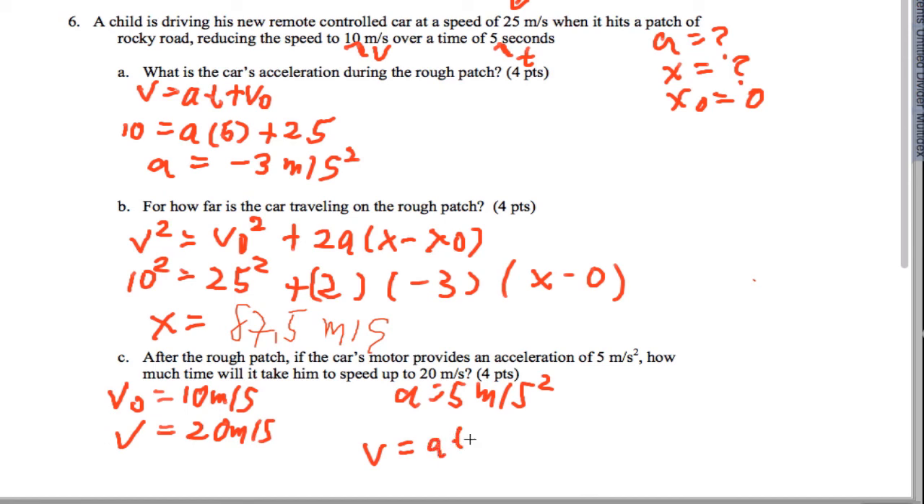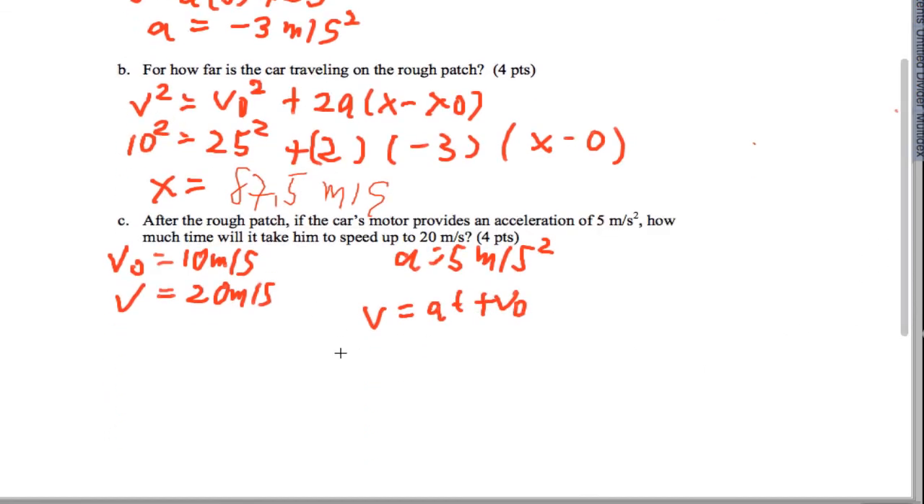So we're going to have v equals at plus v naught as the formula we want to use. And that's going to be 20 equals 5 times t plus 10, and then t ends up being 2 seconds to get back up to that original speed.